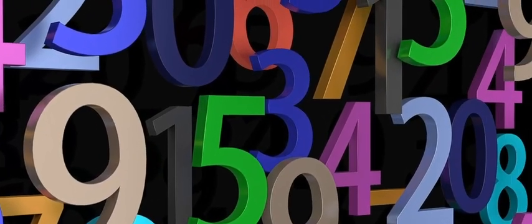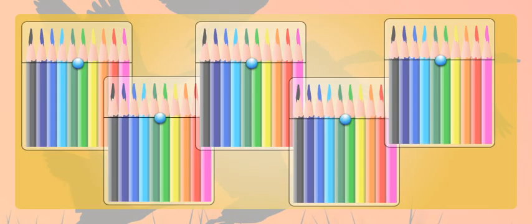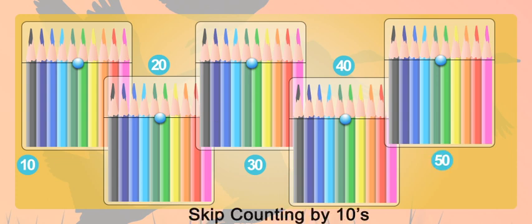Let's look at a final example. Packages of colored pencils come in groups of 10. There are 5 packages of colored pencils. What's the total number of colored pencils? Since they're packaged in groups of 10, we skip count by tens to find the total. Here's how. 10, 20, 30, 40, 50. So there is a total of 50 pencils.